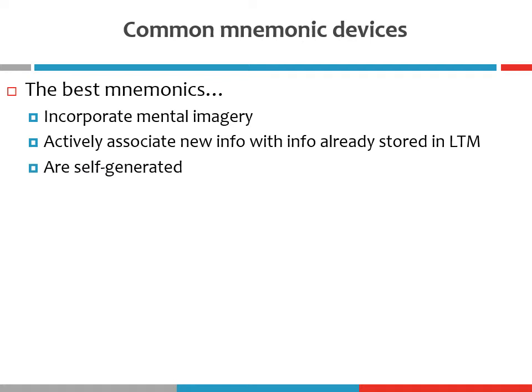One of the core properties of an effective mnemonic device is that it's going to allow you to actively associate new information with information that's already stored in your long-term memory, right? So it's going to allow you to connect whatever you're trying to learn with information you already know.